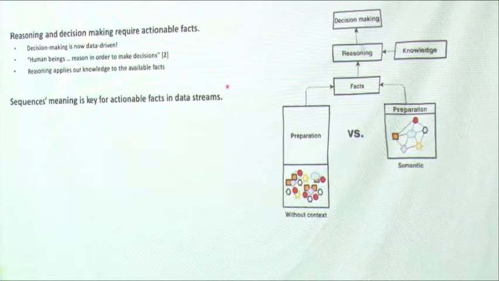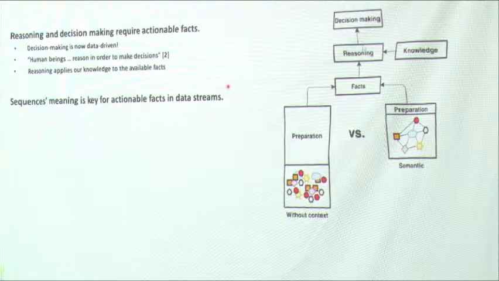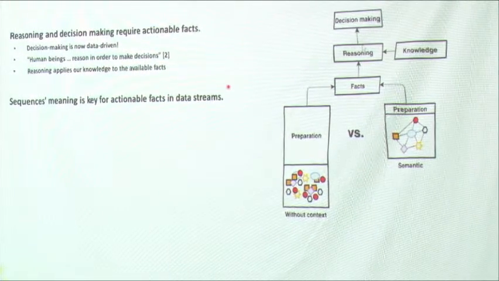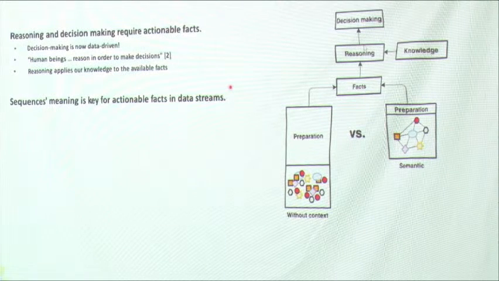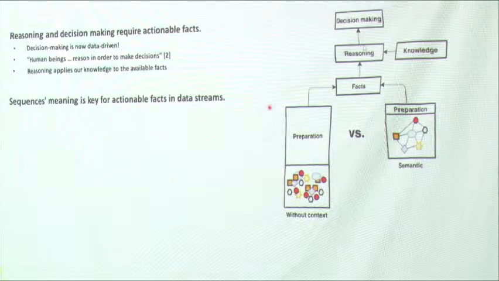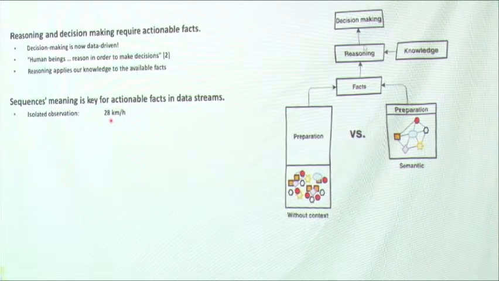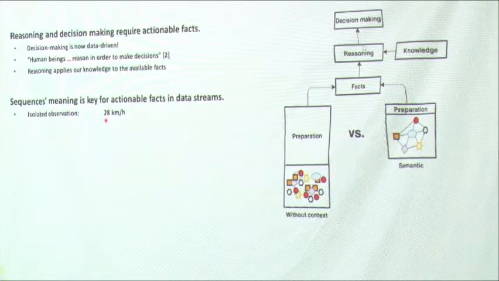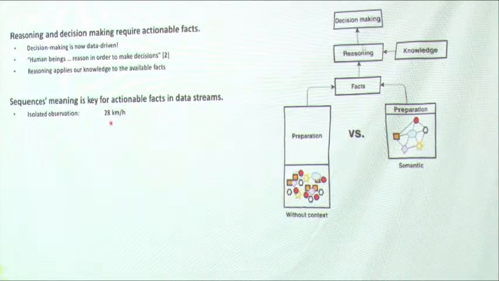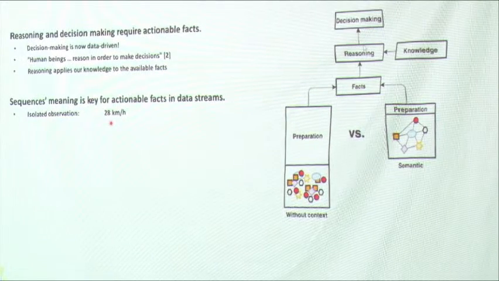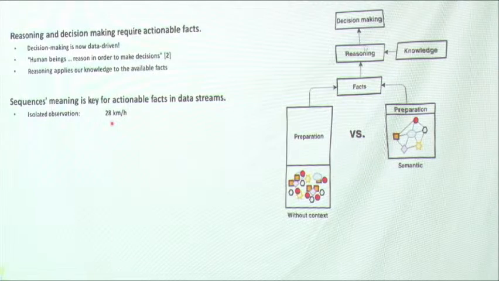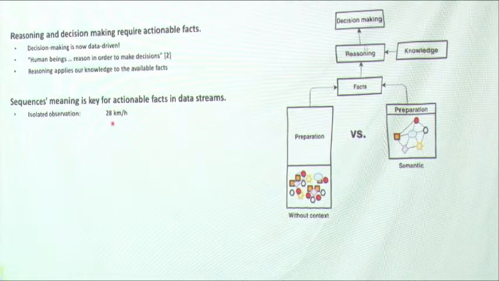Now, regarding data streams, what I'm arguing for is that the meaning of the sequences of this type of data, this time series data, is quite important to consider, and not only the individual observations of a sensor. To name an example, if you are measuring the speed in a car, you might find at some point 28 kilometers per hour, but this is not telling you anything about the sequence that happened before, and probably nothing to let you predict what will come in the future.